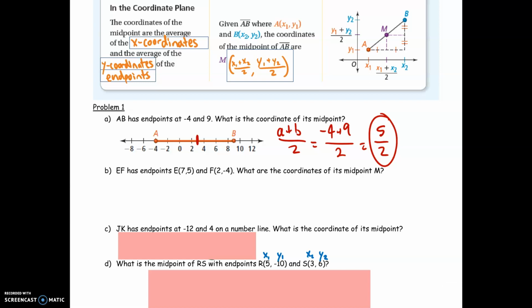If I'm instead using a coordinate plane, notice that we don't actually have the coordinate plane drawn. Instead, we're just describing this as a segment. So EF is a segment from E to F with those two endpoints given. We want to use that to find the coordinates of the midpoint.